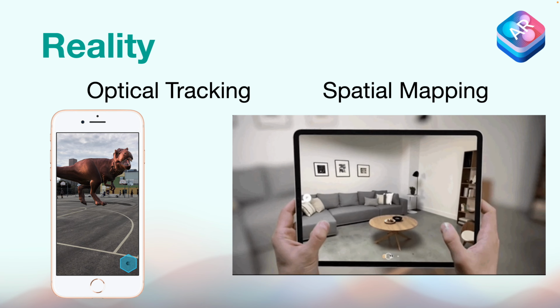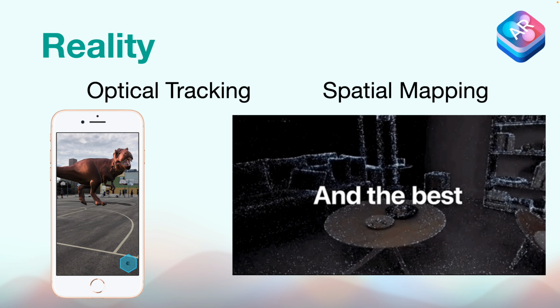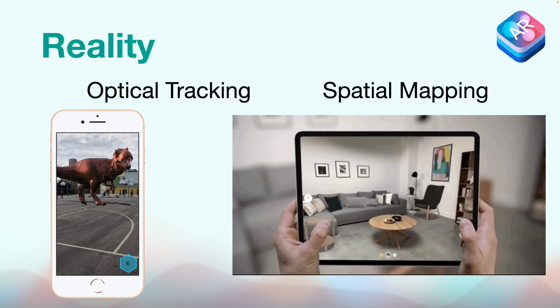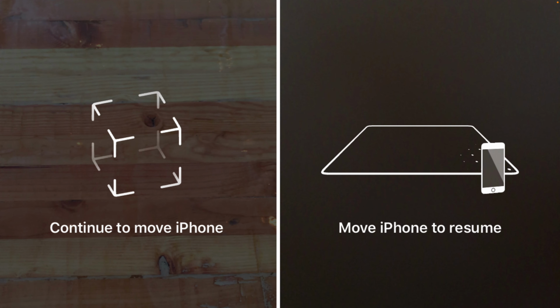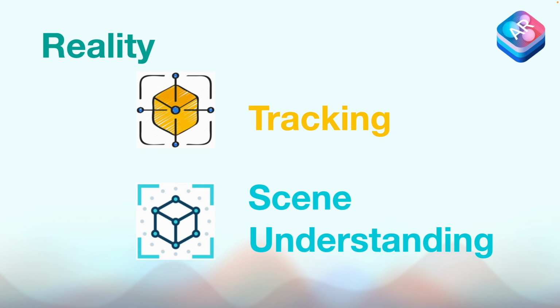You can see there are lots of dots projected onto the surfaces over here, so it's able to recognize the environment super quickly. The other one, optical tracking, usually takes some time. If you have used the Measure app on your iPhone before, you probably see this screen a lot. It asks you to move your phone, to look at your environment, just to try to find the anchor. That's what optical tracking used to do. So spatial mapping is usually faster and more advanced. What we're using with ARKit for reality is specifically tracking and scene understanding.